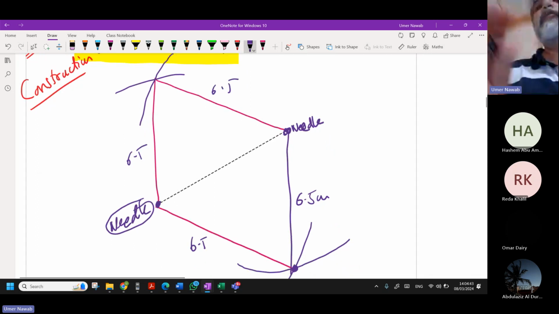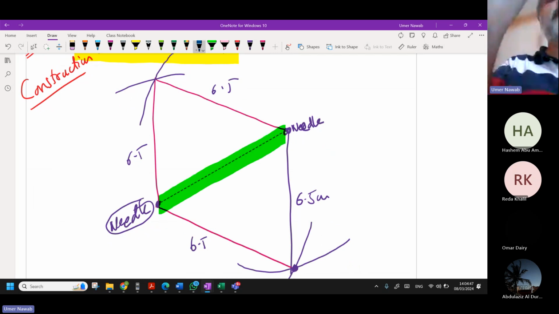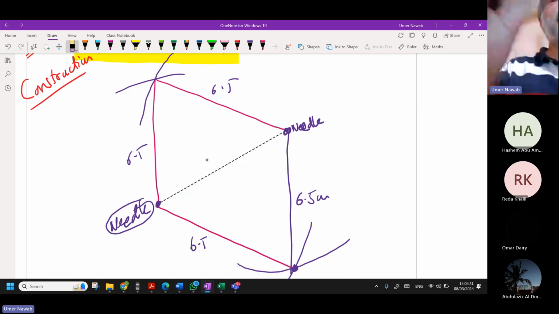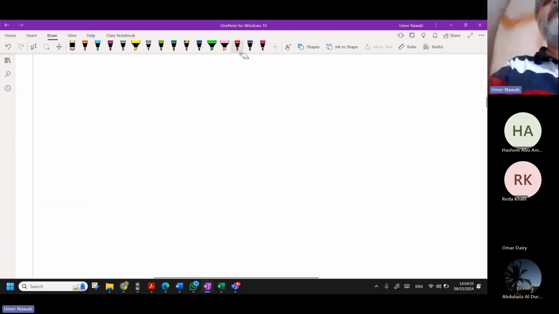Wallahi, this is an easy question. Don't consider that the diagonal is 6.5. No, the diagonal is not 6.5. The side is 6.5. So you need to measure with your compass. Let me show you how your compass looks.